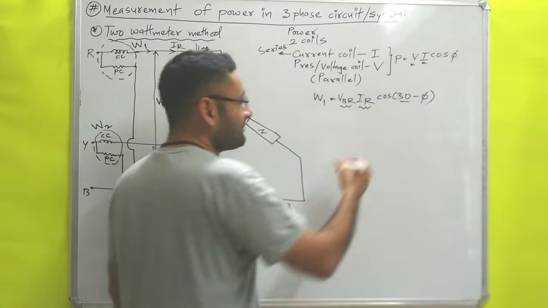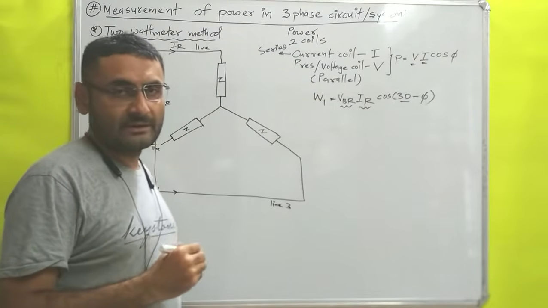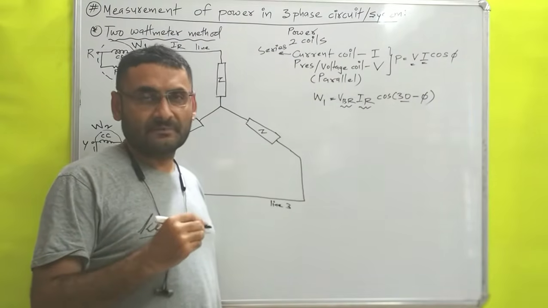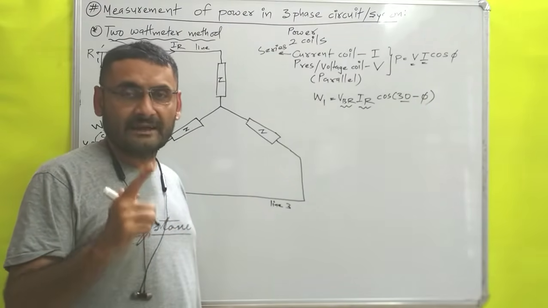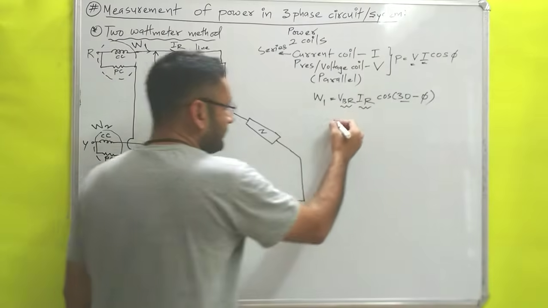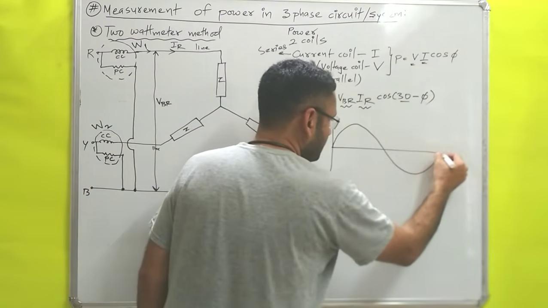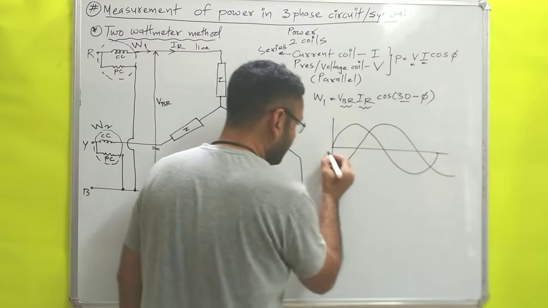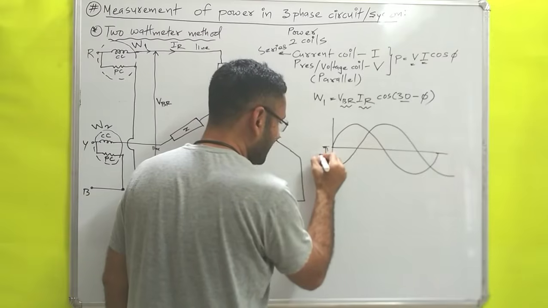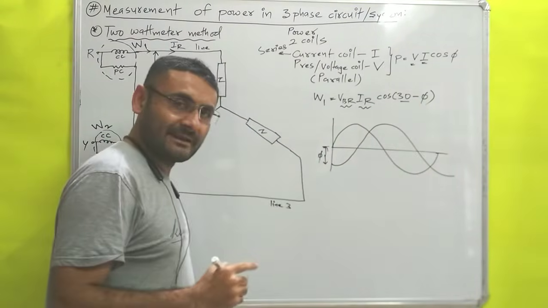Now the question may arise: why are we writing minus phi? Because we also know that in the three-phase system, among the three phases, one phase is lagging and one phase is leading. For example, I will draw the diagram like this. That is one phase, and the other phase is lagging, so over here I will draw it like this. Lagging means lagged by phi. Lagging means minus. So that's why I have considered the negative sign.